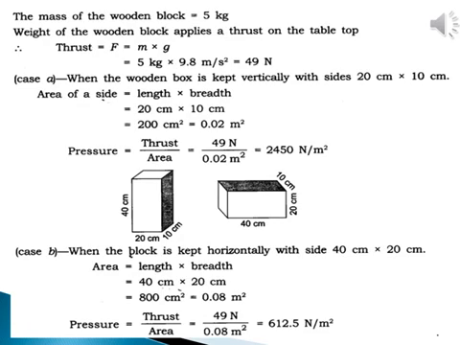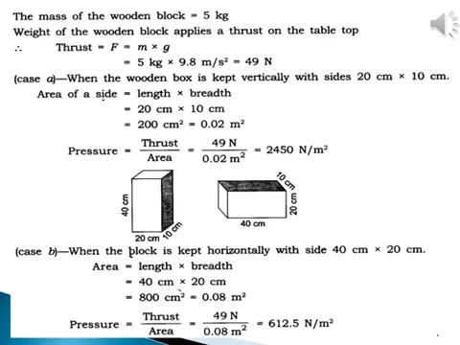Here the dimensions of the wooden block are given. They are 40 cm into 20 cm into 10 cm. That is length 40 cm, breadth 20 cm and height 10 cm. And also given the mass of the wooden block. It is equal to 5 kg. What should be the thrust acted on the tabletop? It is nothing but the weight of the wooden block. Weight W is equal to thrust, F, which is equal to m into g, is equal to 5 kg into 9.8 meter per second square, is equal to 49 Newton.